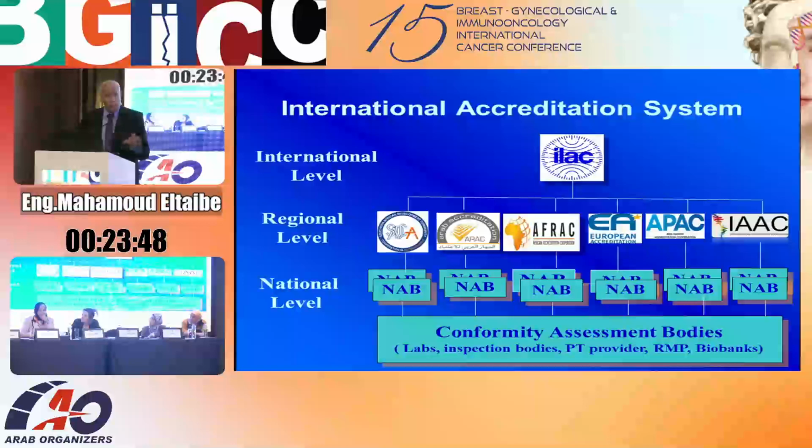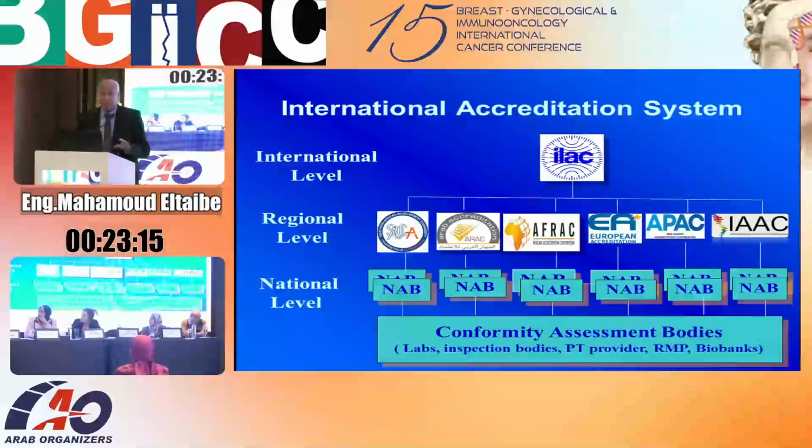And once we accept those results among us, there is one objective for this system, which by ILAC is called accredited once and accepted everywhere. It means that once a biobank, for example, is accredited, or a medical lab is accredited by a national accreditation body, and the national accreditation body is recognized by ILAC based on those peer evaluations, then we accept the results everywhere between the members of ILAC.